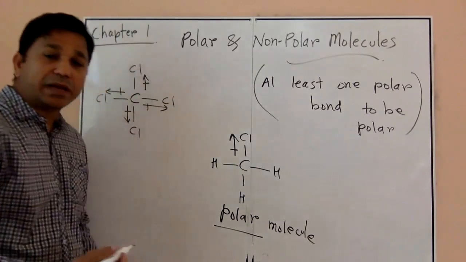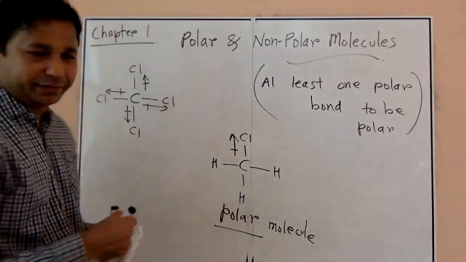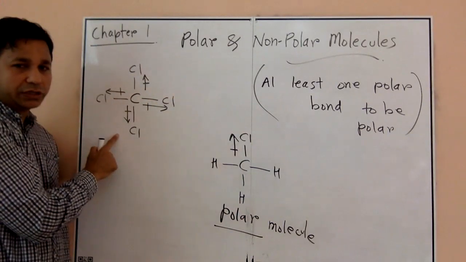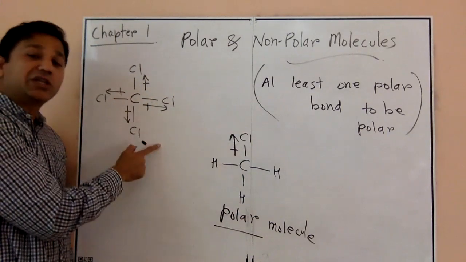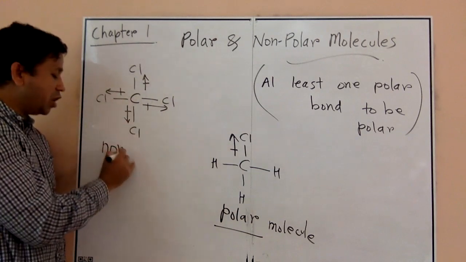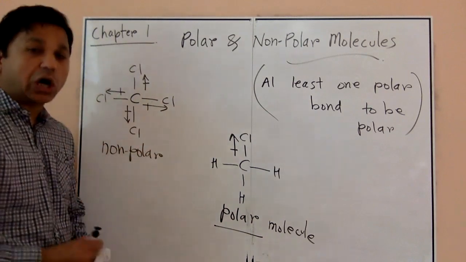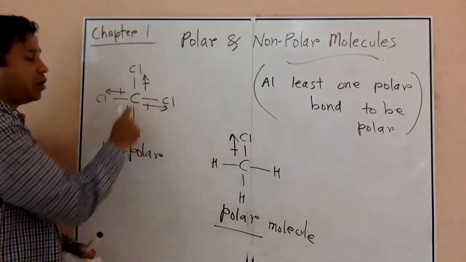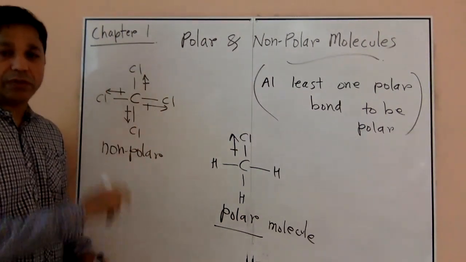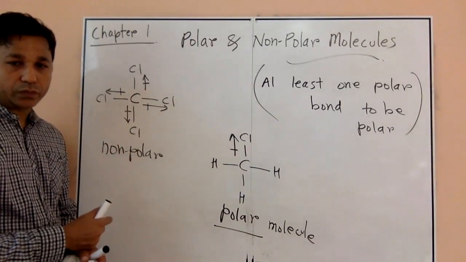How do you figure it out? You apply the same logic: can we get the truck out of the mud? All these forces are going in four different directions. Can we get the truck out of the mud here? No, so that means this is non-polar. In other words, all these forces are going in different directions, so the net effect is zero. They cancel each other. That's why this is non-polar.